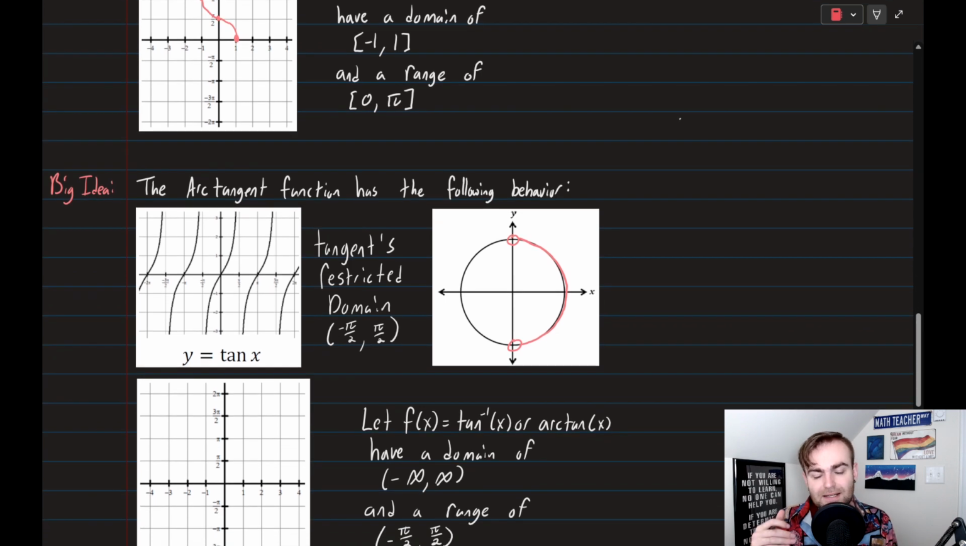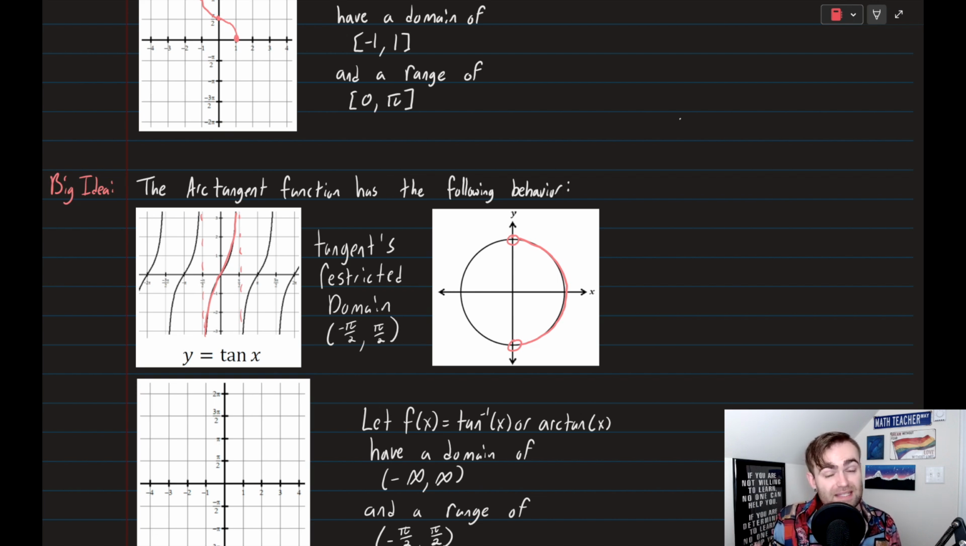Tangent is similar but different. So tangent has a problem that we discussed last class, and that is vertical asymptotes. So it's actually quite nice to see that for tangent, it makes sense that we're only going to take one of these multitude of tangent curves.